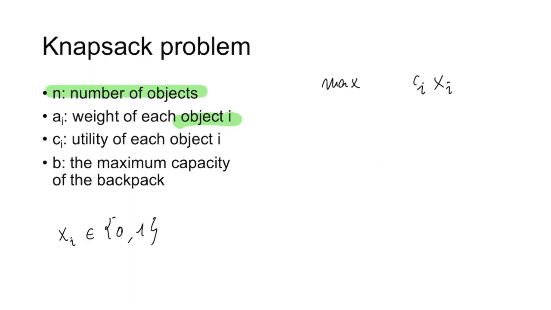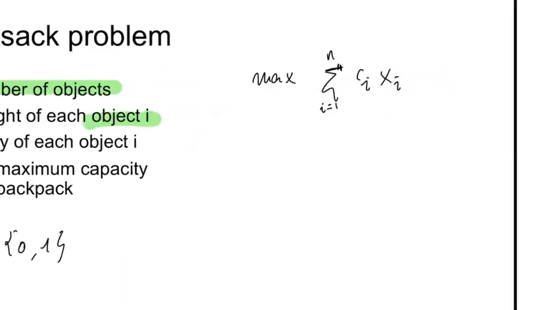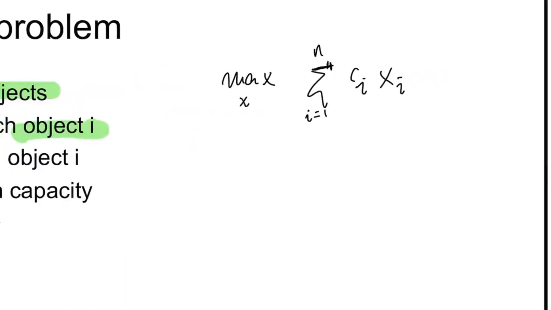Let's assume that the objects are something that is not divisible. So of course, I need to sum up from i equal to 1 up to the number of elements I have. Okay, and my definition will be x like a vector.